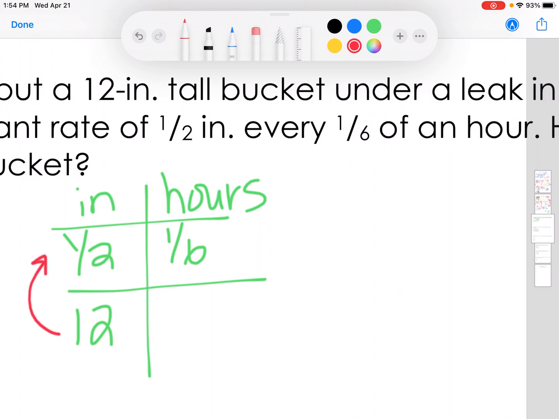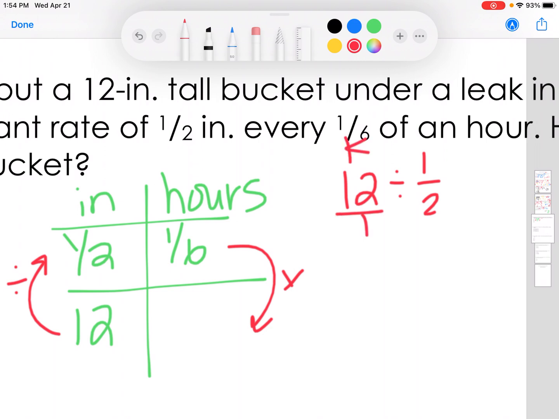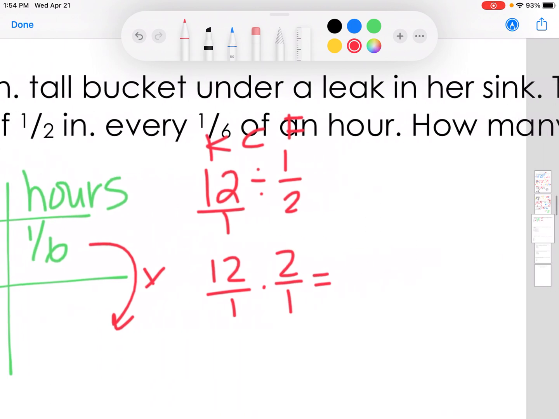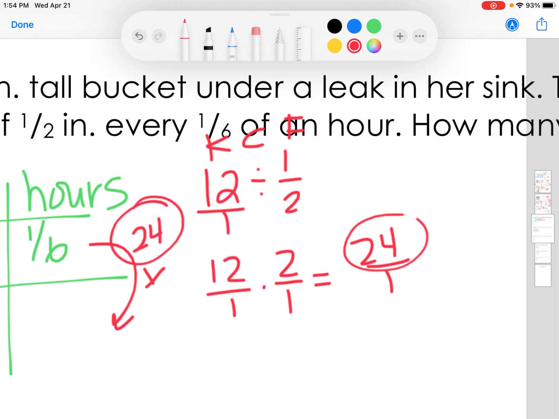So I'm going to divide going up, multiply coming down. So 12 divided by 1/2. So I keep, change, flip. 12 over 1 times 2 over 1. I get 24 over 1. So I know I'm multiplying by 24. That's my constant of proportionality.